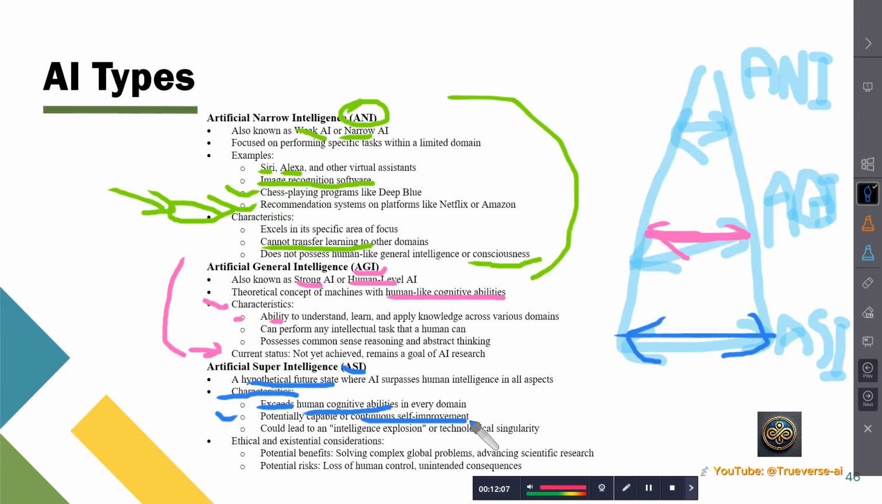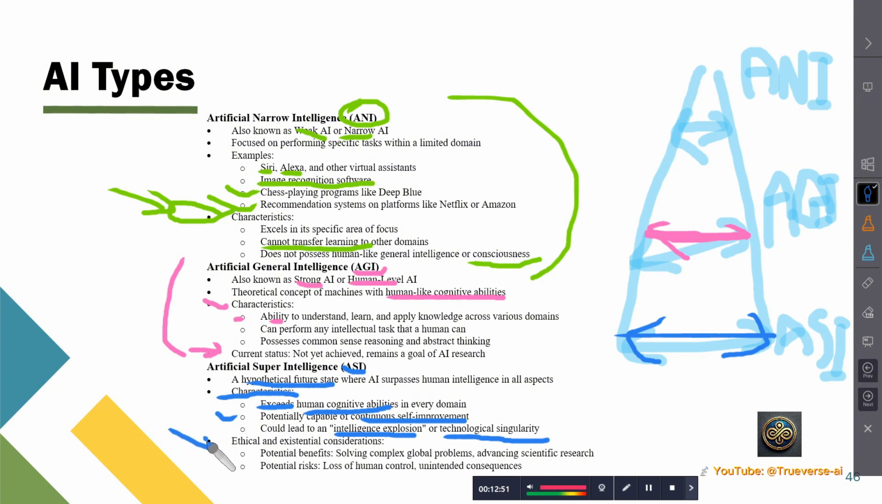It could lead to rapid advancement in its own intelligence. This self-improvement could lead to an intelligence explosion. This is the characteristic of ASI, or what is often referred to as a technological singularity. So this is called the technological singularity, where AI becomes uncontrollably powerful.